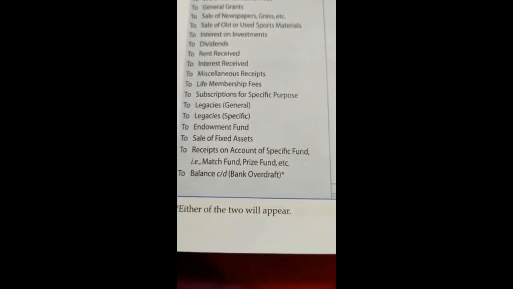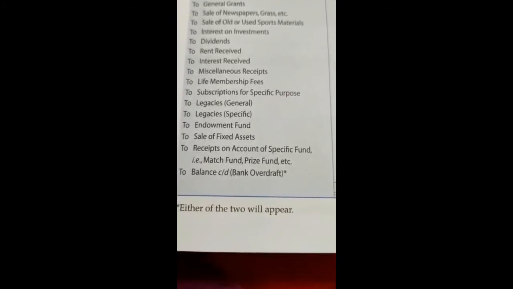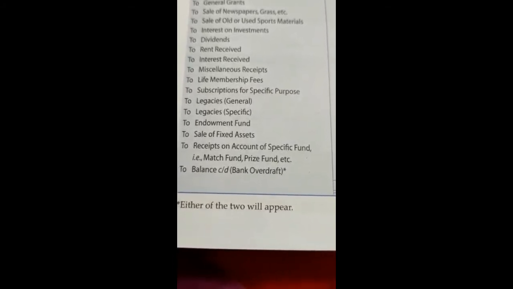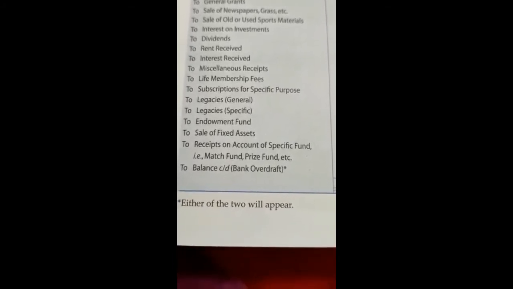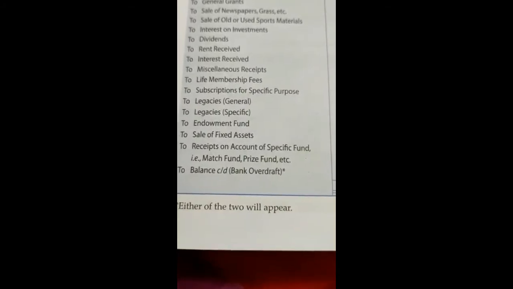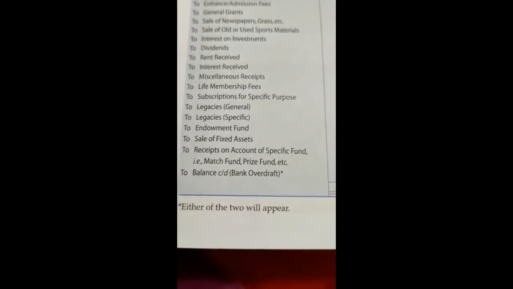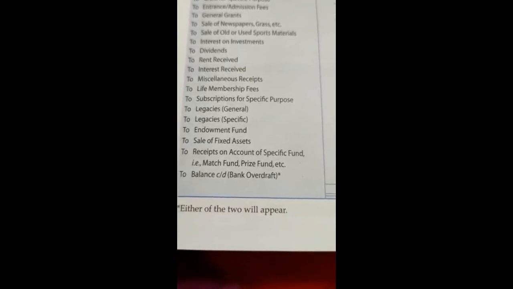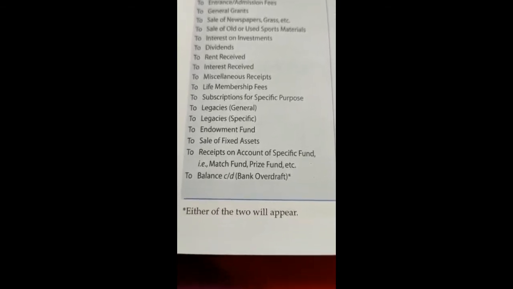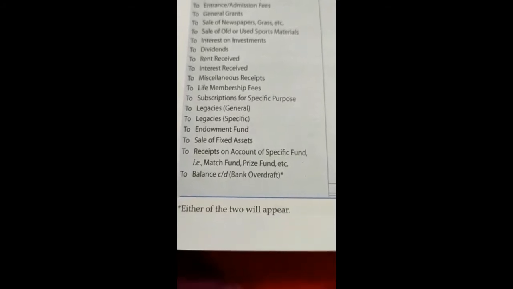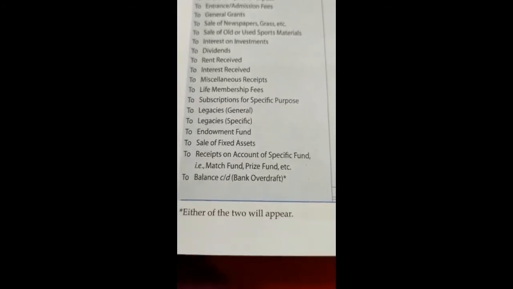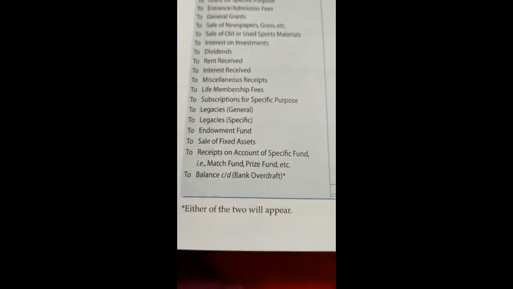Similarly, if the asset is sold for 70,000, in that case the book value is 60,000, sold for 70,000, so there is a profit of 10,000. But here in the receipt and payment account, we will not record profit or loss. We will record for what amount the asset is sold. So the asset is sold for 70,000, so sale of fixed asset will be 70,000.